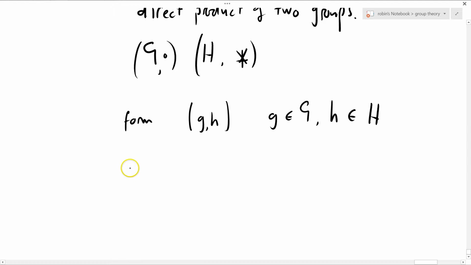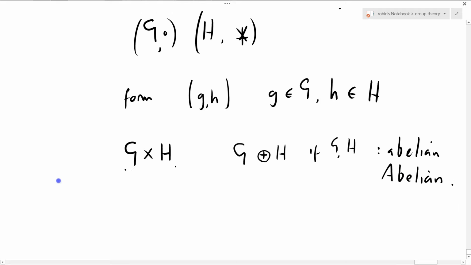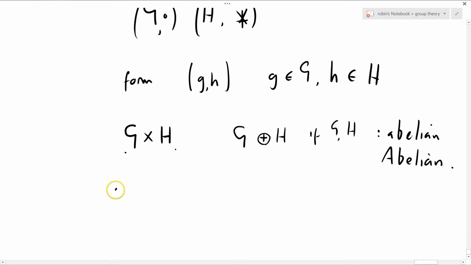You write it like this. That's the general form, G cross H. You sometimes see this notation if G and H are abelian. Okay, so it's G cross H. It's just a direct product, and it's done in a very simple way.